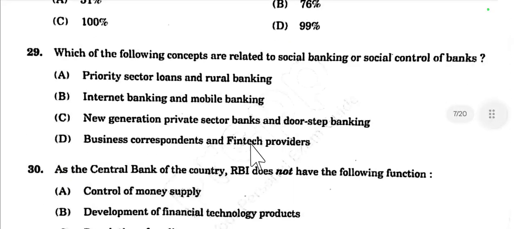Then question number 29: which of the following concepts are related to social banking or social control of banks? Priority sector loans and rural banking, internet banking and mobile banking, new generation private sector banks and doorstep banking, business correspondent and fintech providers. That is priority sector loans and rural banking. This is the right option. Priority sector loans and rural banking is associated with social banking or social control of banks.